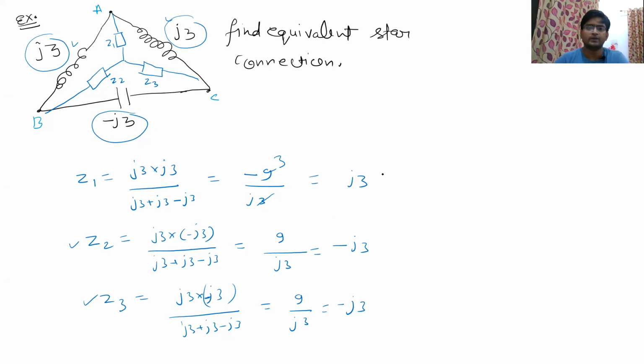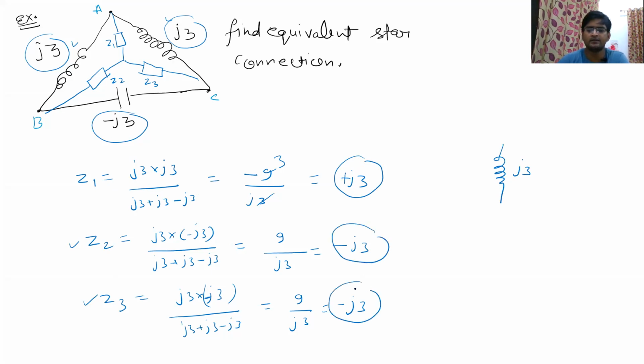Now if we draw this circuit, this J3, which is the value of Z1, since this is plus J, will be an inductor. So we can draw it as an inductor whose value is J3. And then you see that Z2 and Z3 are negative J3 values. Since this is negative, these will be capacitors. So Z2 will be one capacitor and Z3 will be another capacitor, whose values will be minus J3 and minus J3.